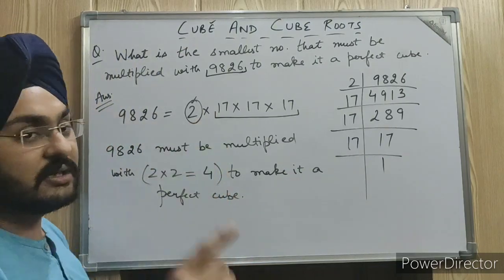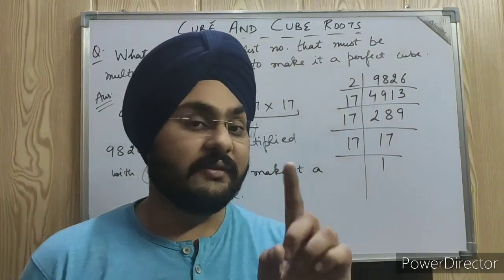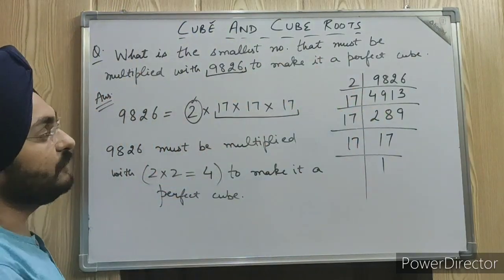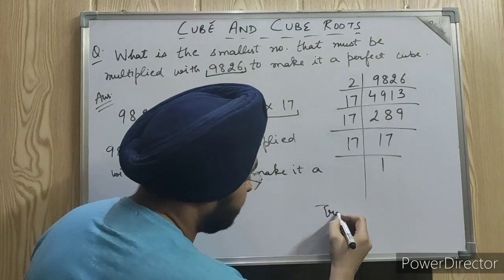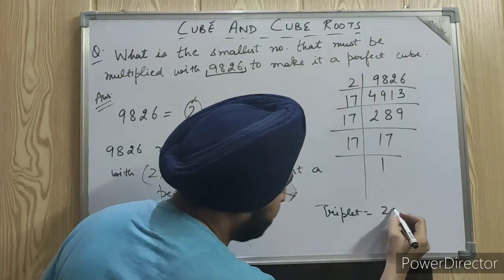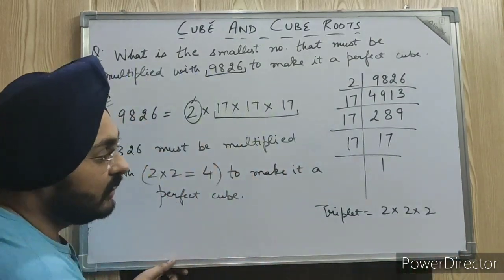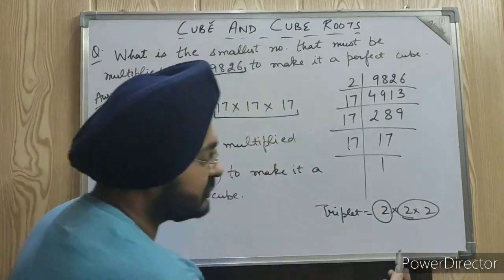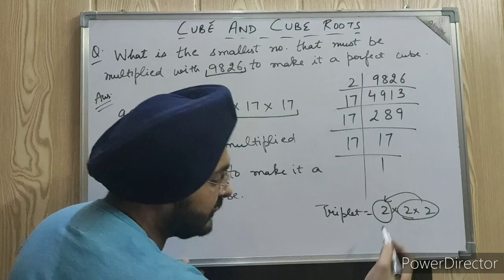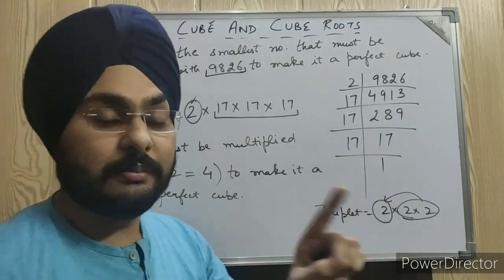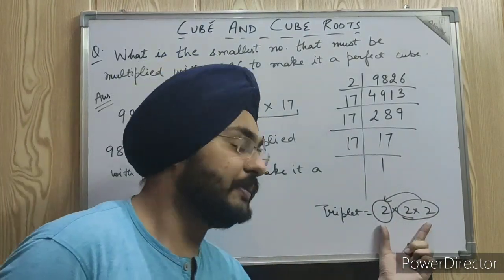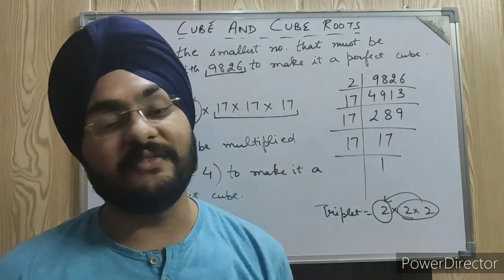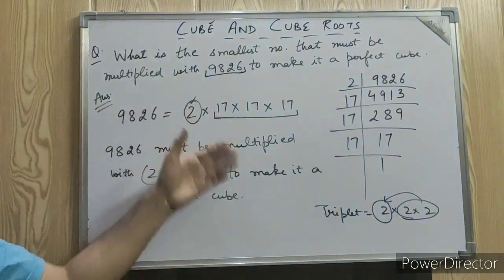We are having just one 2 here. So I will require two more 2's. Basically, what is a triplet? A triplet of 2 will be this one. Just one 2 we are having here. If I multiply these two 2's with this 2, I'll be getting a perfect cube here. Basically, I will be getting a triplet here. And if all the triplets are formed, then it will be a perfect cube. So I hope this will be clear.